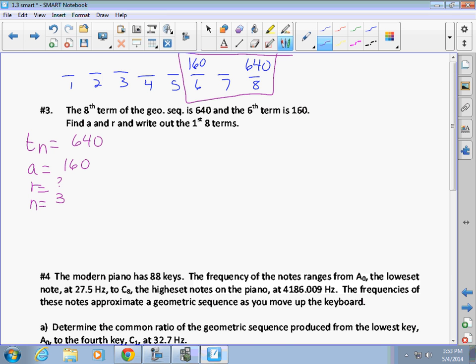Okay. So Tn is equal to A R to the n minus 1. 640 is equal to 160 times R to the n minus 1, so that would be 3 minus 1, so it's squared. So if I divide by 160 first, I have 4 is equal to R squared. So to calculate what R is equal to, I have to square root both sides. And remember, when you square root a number, you have 2 values. A plus or a minus could equal R.